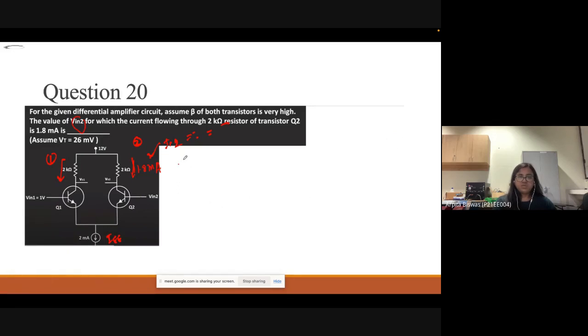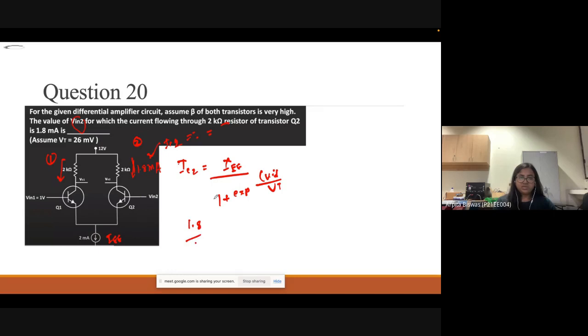So the value of IC2 is IEE by 1 plus exponential VID by VT. Now we know the IC2 value. What is the value of IC2? It is 1.8 milliamps, which is given. And IEE, its value is 2 milliamps.